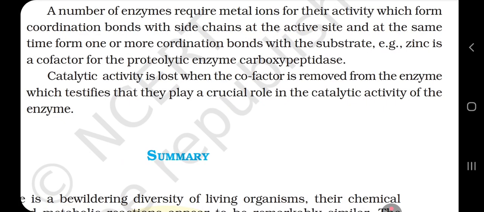A number of enzymes require metal ions for their activity, which form coordination bonds with side chains at the active site and at the same time form one or more coordination bonds with the substrate. Example: zinc is a cofactor for the proteolytic enzyme carboxypeptidase. Catalytic activity is lost when the cofactor is removed from the enzyme, which testifies that they play a crucial role in the catalytic activity of the enzyme.